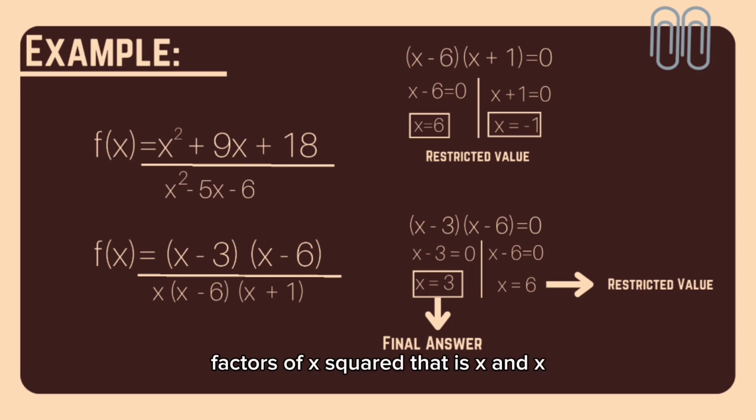Factors of x squared, that is x and x. And what are the two numbers? If we multiply, we can get negative 6, and if we add, we can get negative 5. And that is negative 6 and positive 1. Negative 6 times 1 equals negative 6, and negative 6 plus 1 equals negative 5.